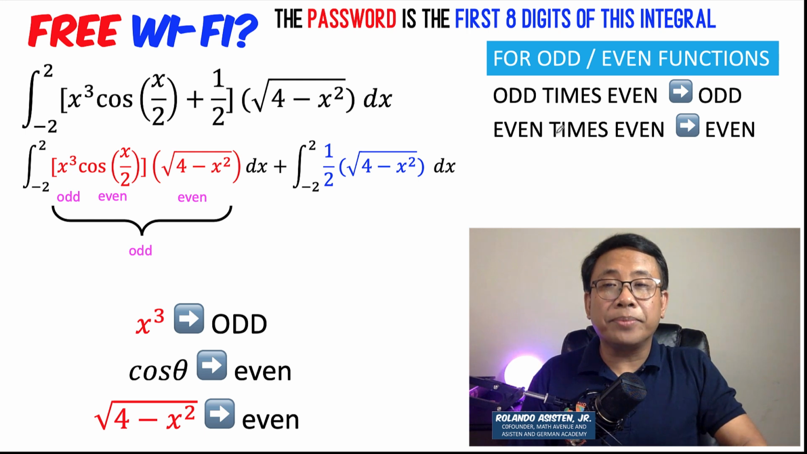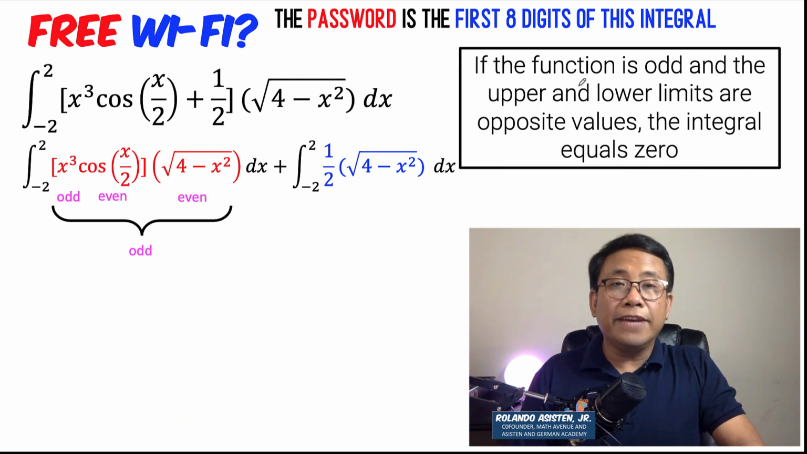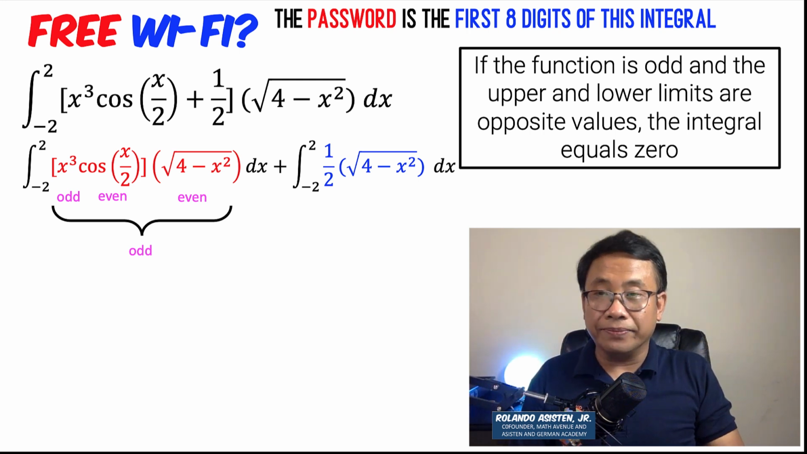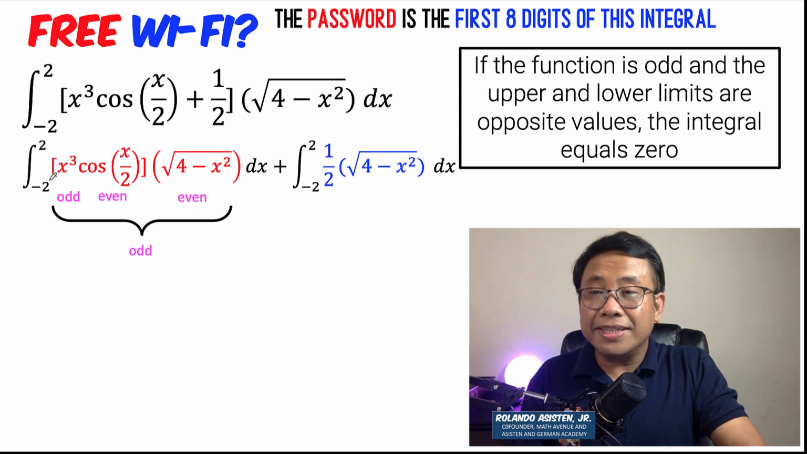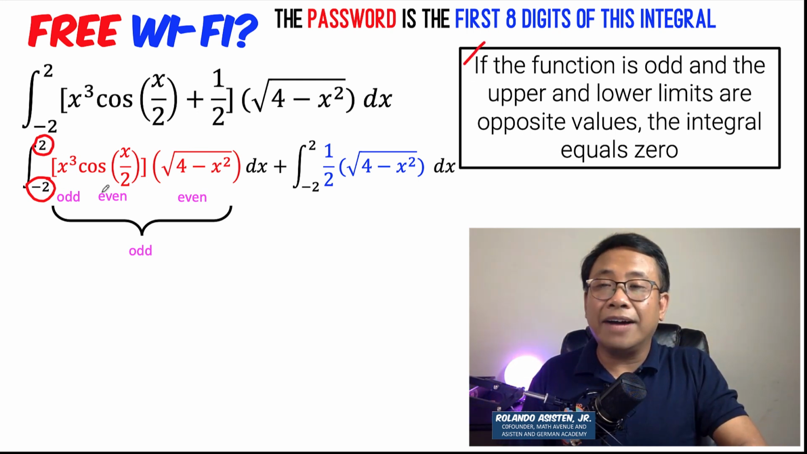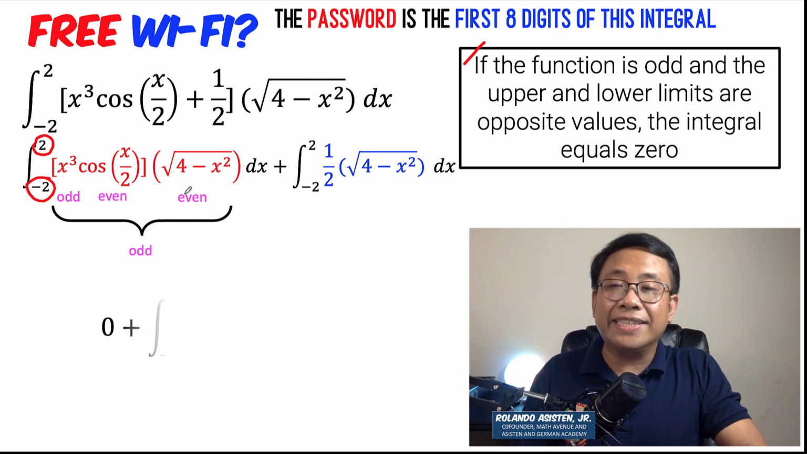Now, let's recall some properties of odd functions. If the function is odd, and the upper and the lower limits are opposite values, then the integral is equal to 0. In our case here, the limits of integration are -2 and +2. So they are opposite values. They are additive inverses. And this red function is an odd function. Therefore, based on this property, we can now say that the value of this definite integral is 0.